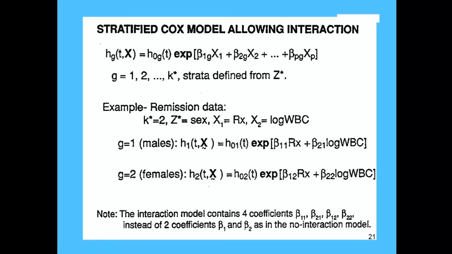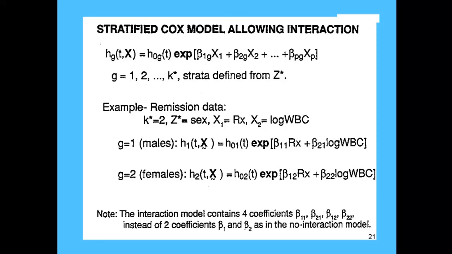I previously showed you what the model was for no interaction. Why is it allowing interaction? Because in addition to the G you see over here, there's a G for each one of these regression coefficients. Previously there wasn't. Okay? So now I'm letting the effect of each variable be different depending upon which stratum you're in. That's the interaction model.